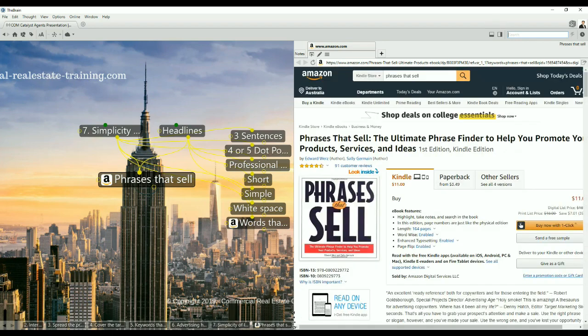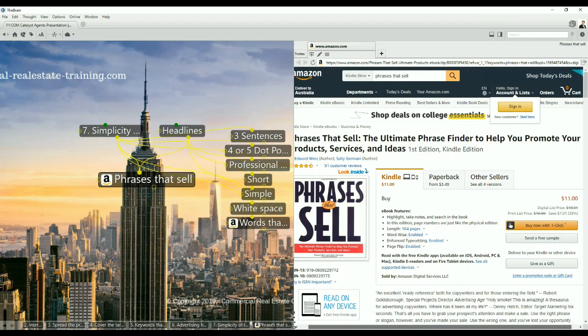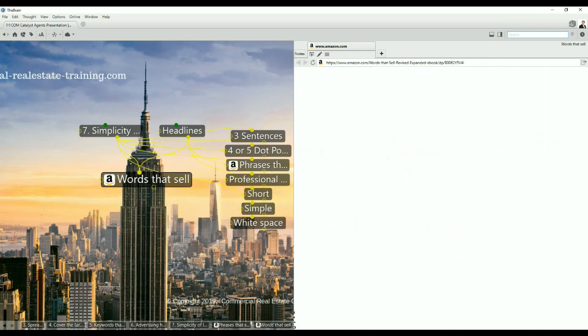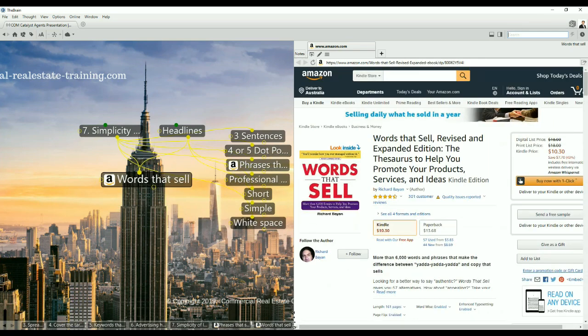Here is the book from Amazon, Phrases That Sell. As you can see, it's not particularly expensive. It's $11 in fact on Kindle. I would download it into a computer and use it regularly when it comes to designing advertisements relative to property today. That's Phrases That Sell. There's another book on Amazon that you can get, which is called Words That Sell. Again, not expensive, $10 on Kindle. The benefit of using Kindle is that you can download the book into your phone, into your tablet, into your computer, and you can use it anywhere. That's really good.